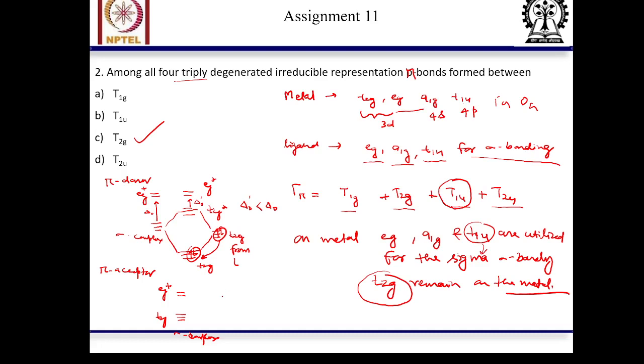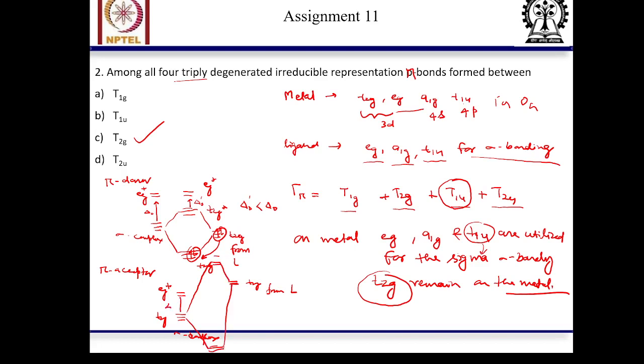It will be higher in energy because it is the antibonding orbital, and it will be empty. So this is a T2g from the ligand. Now once it forms this bonding and antibonding, what will happen? This will go down.